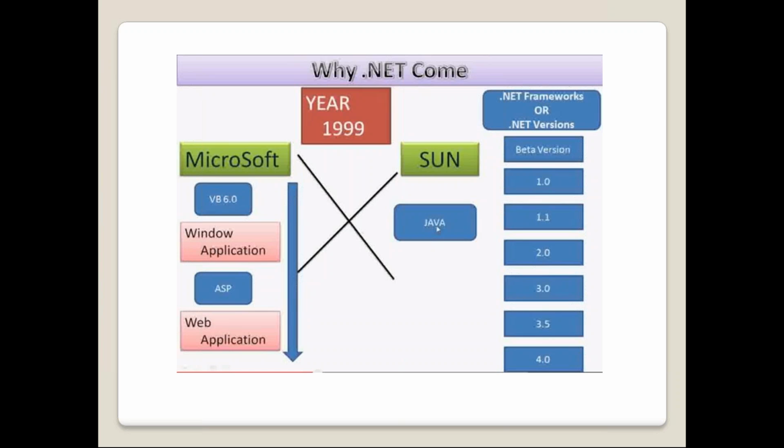It has some fix-ups. If any flaws are there in the present framework, they just add some patches and release one more version. Currently we are using framework 4.6. The version recently introduced in the market is framework 6, the latest version of .NET.